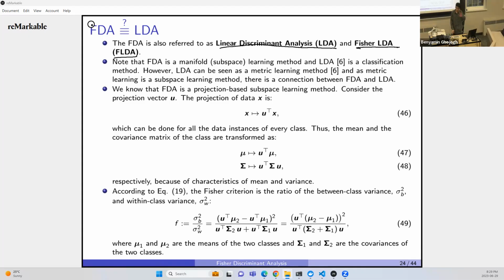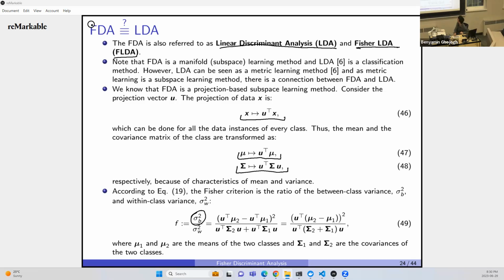Okay, let's see. In FDA, what do we have? X becomes U transpose X projected, right? Therefore, its mean is U transpose mu, and its covariance becomes U transpose sigma U. Now consider the Fisher criterion. Assume we have two classes now, because LDA was also for two classes, the one line between two classes. So what is the between scatter? For simplicity, I assume it's a one-dimensional subspace, therefore it becomes a scalar, right?